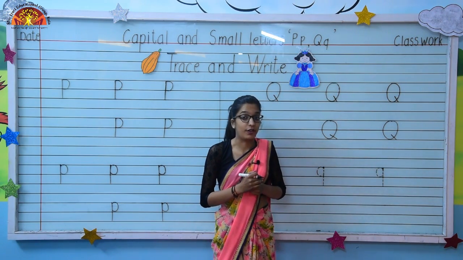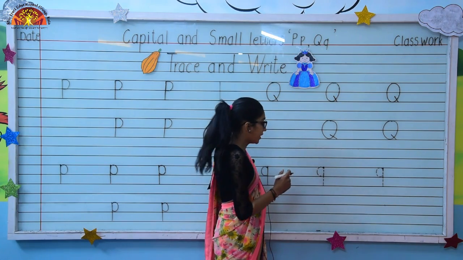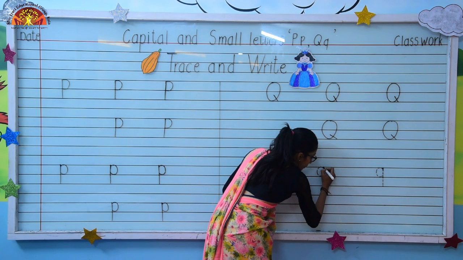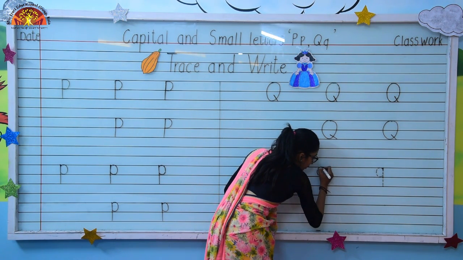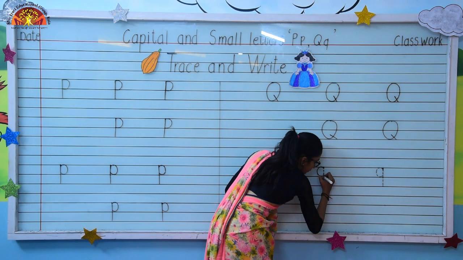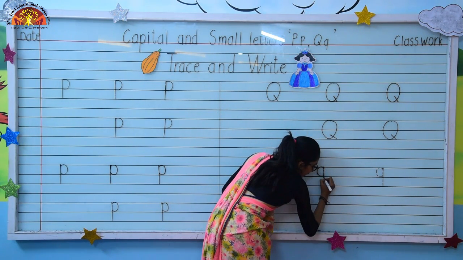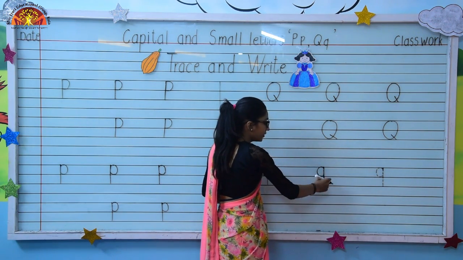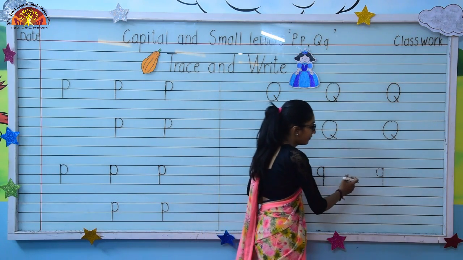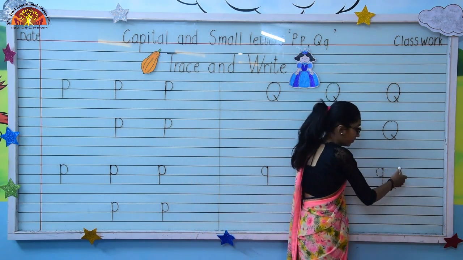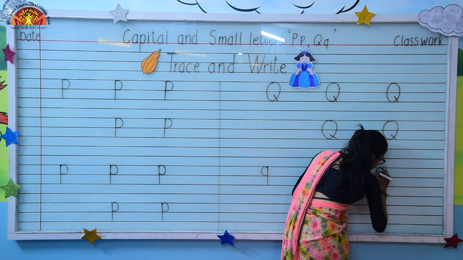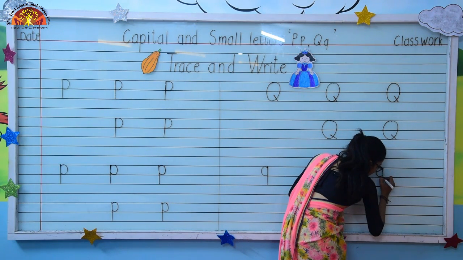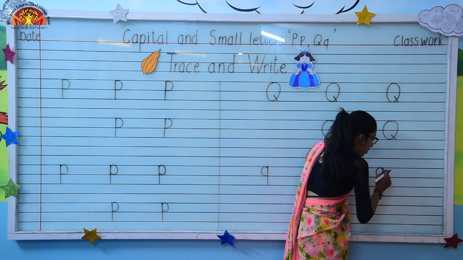Now we will do tracing of small letter q. So kids, look here. Now first we have to make a small curve, then standing line like this. In between these three lines, small curve and join one standing line to this small curve.